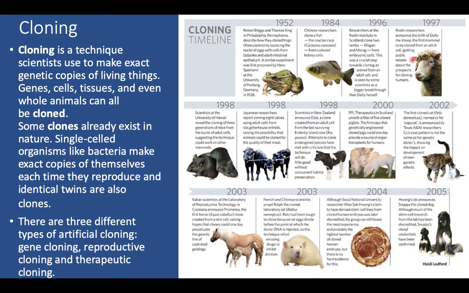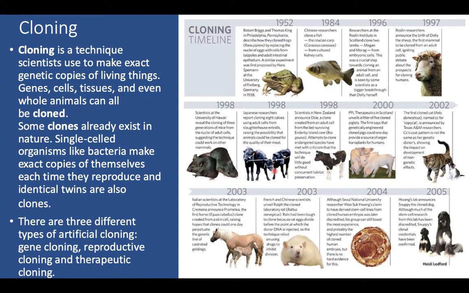So here you can skim through a cloning timeline, and you can see the different animals that were cloned throughout the years. Even though there was cloning as early as the 1950s, we know that the first whole mammal was cloned in 1997, and this was a sheep named Dolly, and it was the first mammal to be cloned, and of course it brought in a whole public debate about the prospects for cloning humans and if that was even possible.